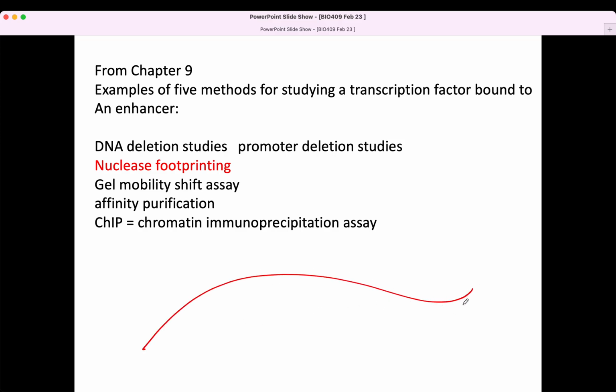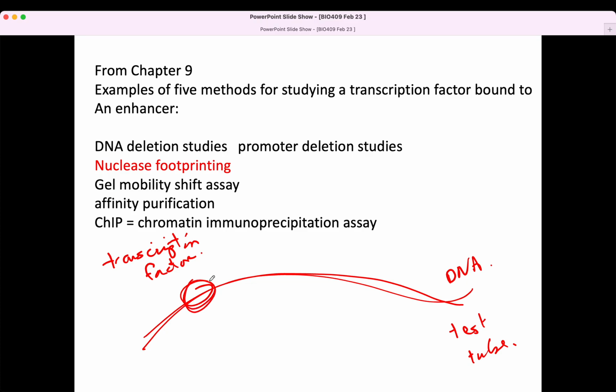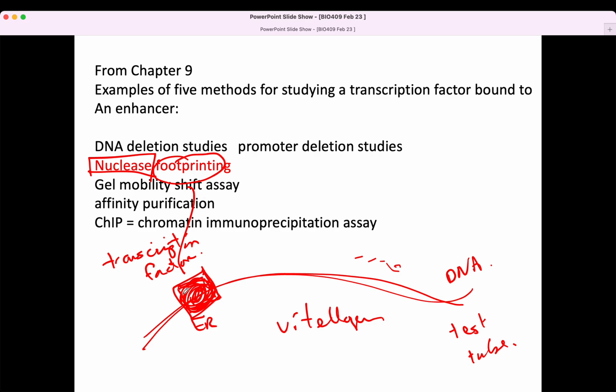This one is like saying, let's just take some DNA in a test tube, and if we add the transcription factor, it should bind. And it should bind to the enhancer. Nucleases are enzymes that break down DNA. So the nuclease will destroy the DNA. And what happens is the transcription factor would protect this region. And that's why it's called a footprint, because in this case the estrogen receptor on the vitellogenin gene will protect from degradation this portion.